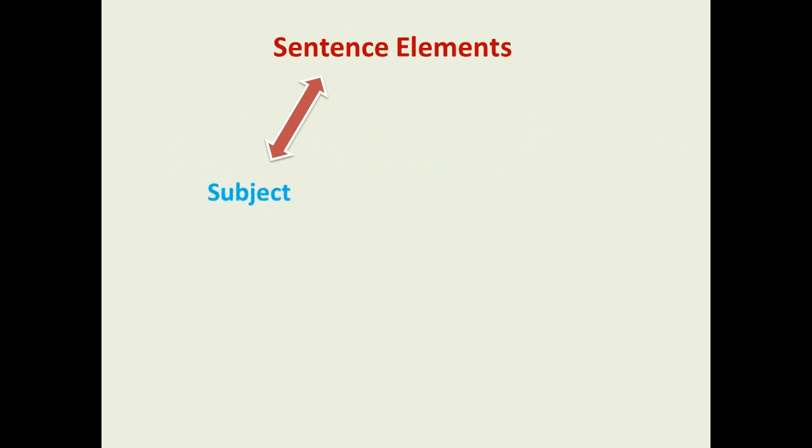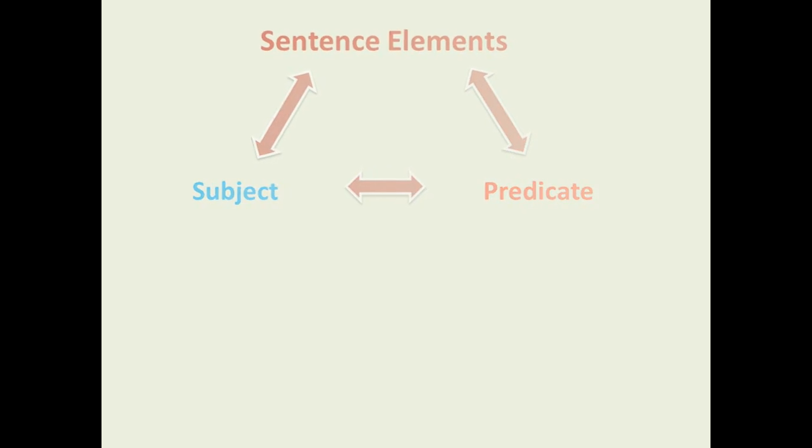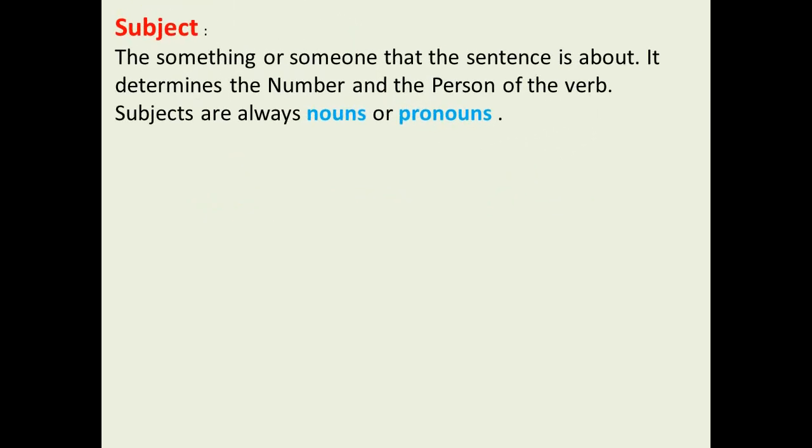Right, so sentence elements, we have the subject and the predicate. And of course, there is a relation between the subject and the predicate. Now, let's talk about the subject first. The subject is the something or someone that the sentence is about. It determines the number and the person of the verb. Subjects are always nouns or pronouns.